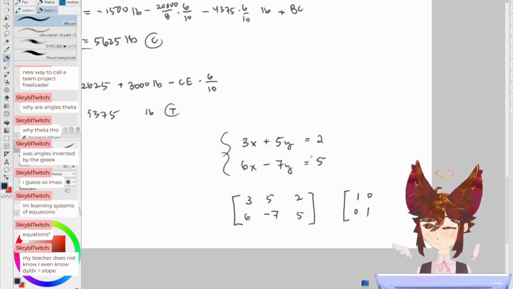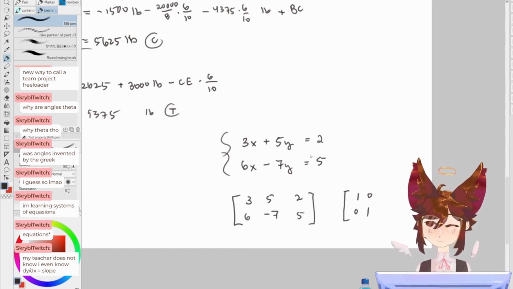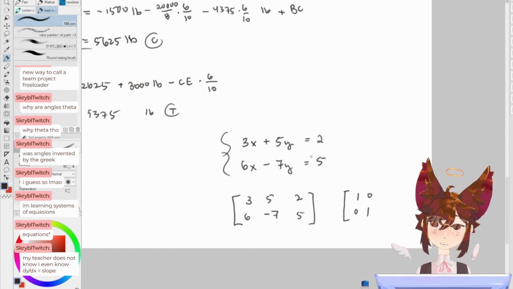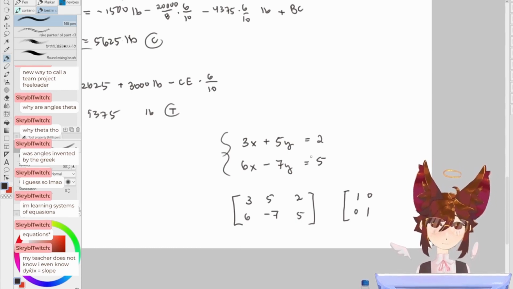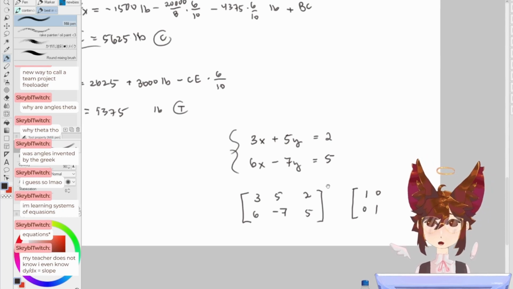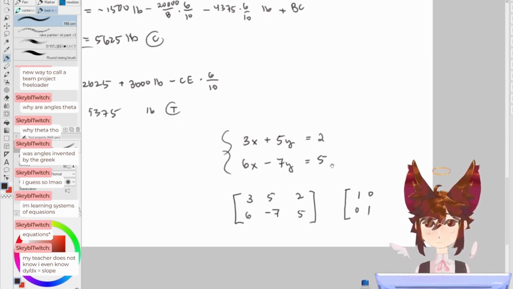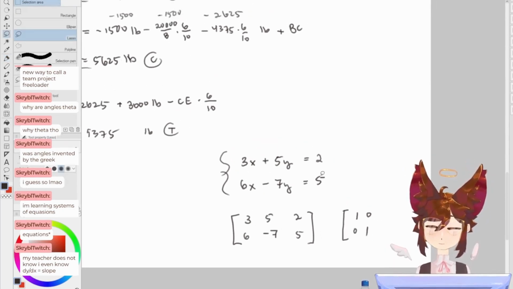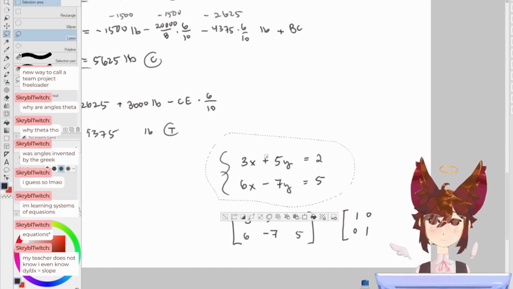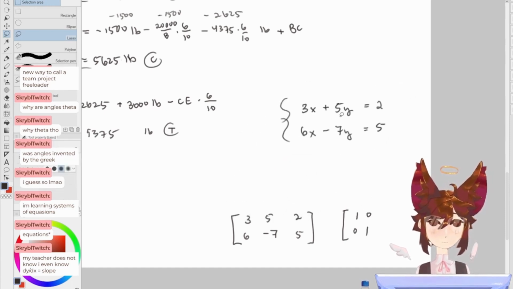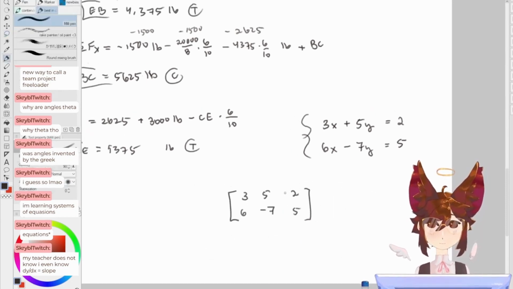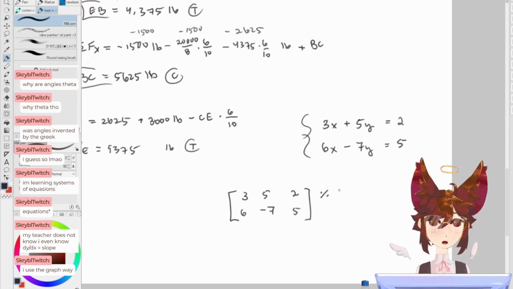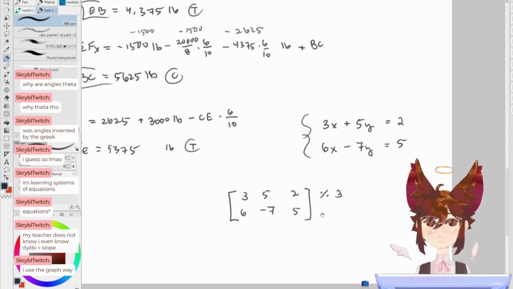Your teacher doesn't know you know dy dx equals slope? Oh no. That's rough. If I was doing this, you could do... I didn't pick a very easy one to do, did I? Let's see. Okay, we want to divide everything by 3, so you can divide rows.